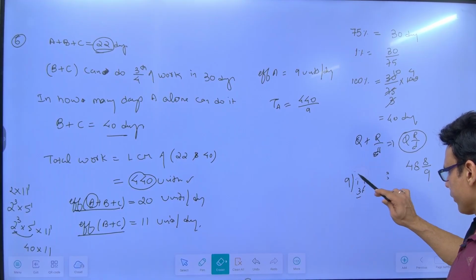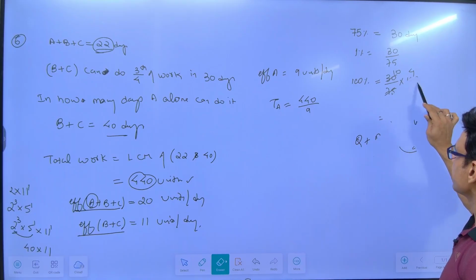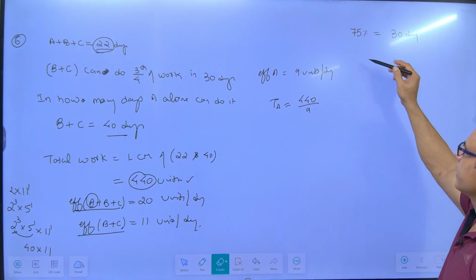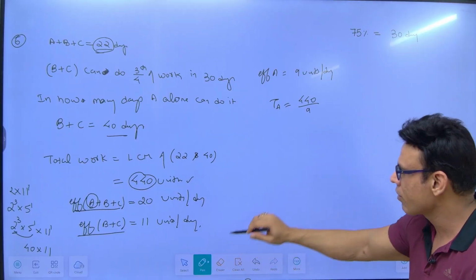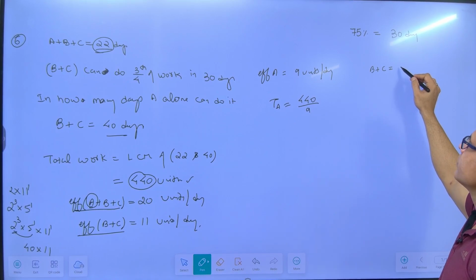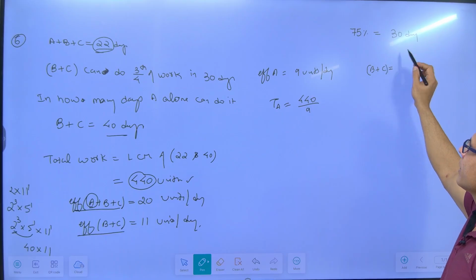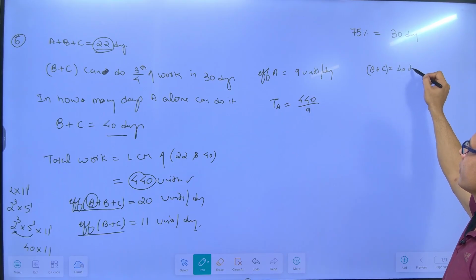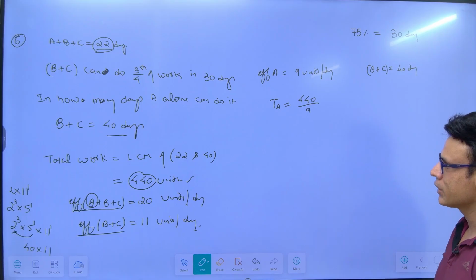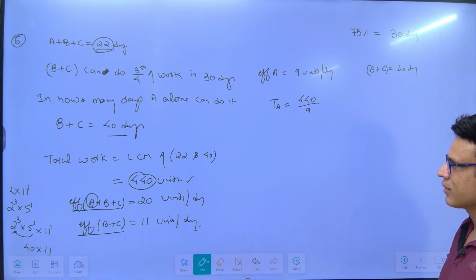We'll take one more question. See, in this question, once we know that 100% means B plus C can do this work in how many days? B plus C can do this work in total work, 40 days, or not? Because you're doing 75% in 30 days, right? Just want to take one question where I can ask you to use logical thinking, right? Thinking logically.